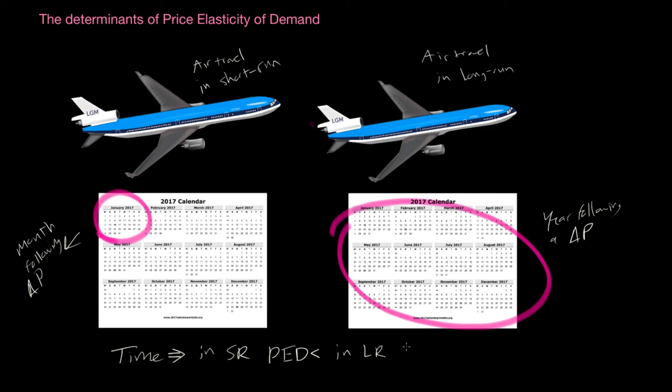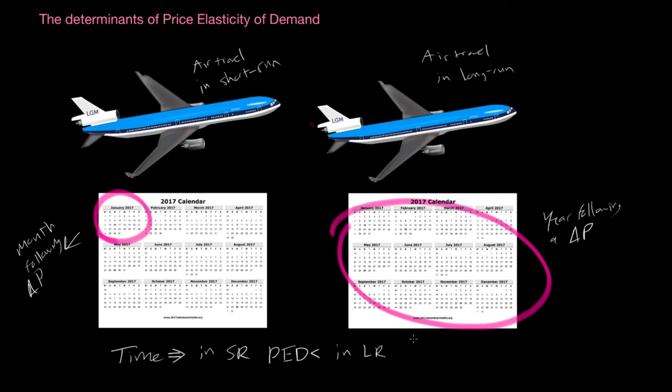So in the long run, consumers can find substitutes. They can find other means of transportation. We tend to be less responsive to price changes in the period of time immediately following the change in price than we do over a longer period of time when we have the ability to find substitutes and change our patterns of consumption.